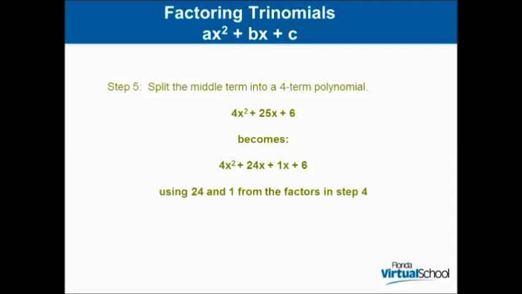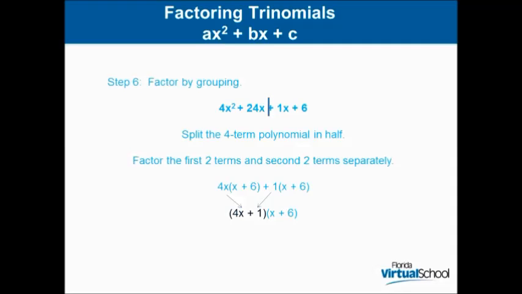Our next step is just to simply rewrite our original trinomial using the 2 factors we just found. We'll write the 4x squared exactly as it was, and we're going to break our middle term into 2 parts using the 2 factors we found, 24x and 1x. Our last term will remain the same. Now we'll factor by grouping. We're going to create 2 groups here. The first group, the first 2 terms, 4x squared plus 24x.